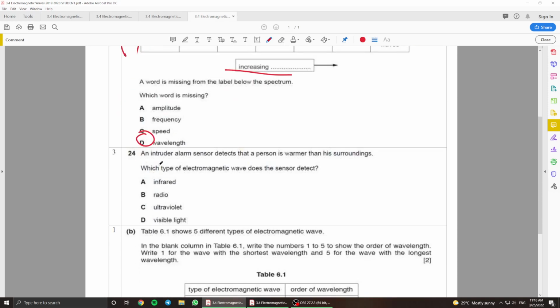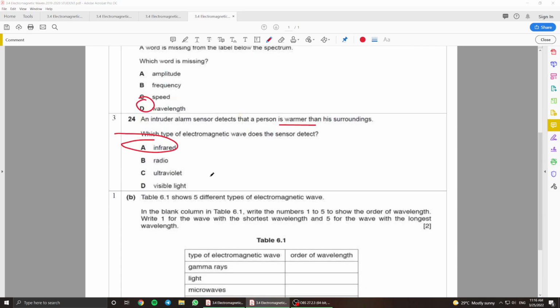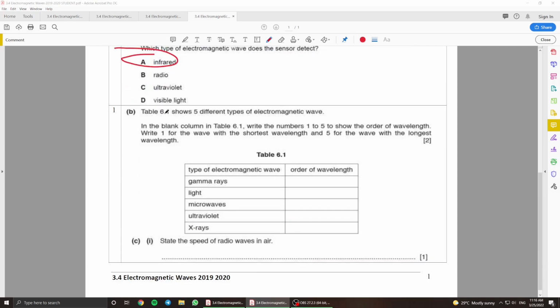Yeah? Then after that, an intruder alarm sensor detects a person is warmer than its surrounding. If you're talking about warmer here, obviously it's something to do with heat already, right? Which type of electromagnetic waves does the sensor detect? It's obviously going to be infrared radiation because infrared radiation is everything related to heat.